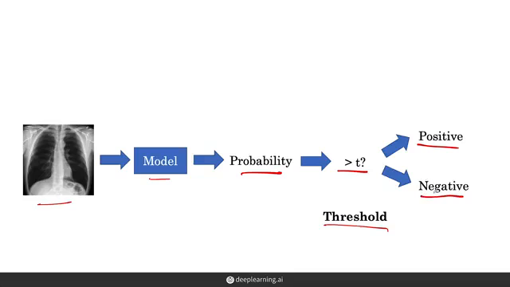For example, if our score is 0.7 and our threshold is 0.5, then we would classify this example as positive, but if our score was 0.2 and our threshold was 0.5, we would classify this example as negative.